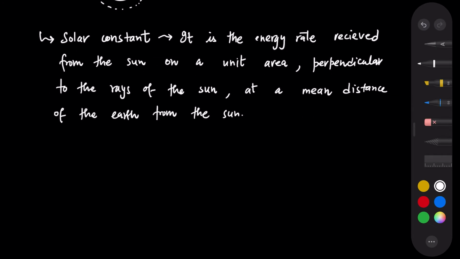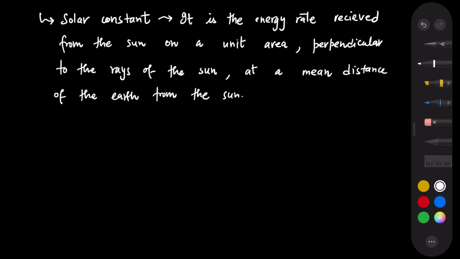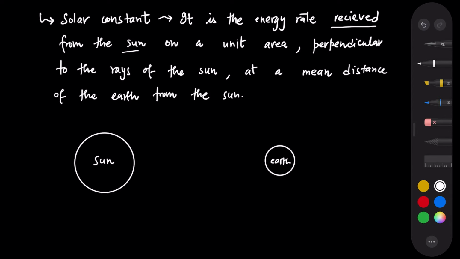Now, from the definition, what does it mean? Let us suppose this is the sun, and this is the Earth. So, solar constant is the amount of energy received from the sun on a unit area. First of all, we have to consider a unit area on the Earth. So, suppose this red dot is the unit area, one meter square.